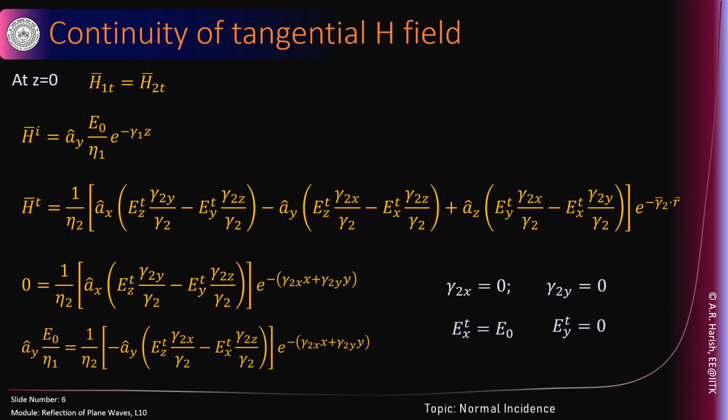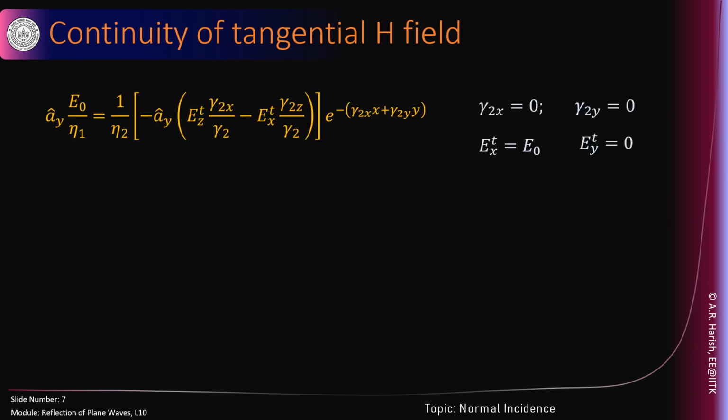What do we know? We know gamma 2x is 0, gamma 2y is 0, EXT equal to E naught and EYT equal to 0. Introduce these symbols in the first equation. Gamma 2y is 0 and EYT is 0. Therefore, 0 equal to 0, that is satisfied. So there is no inconsistency in our results. How about the second one?